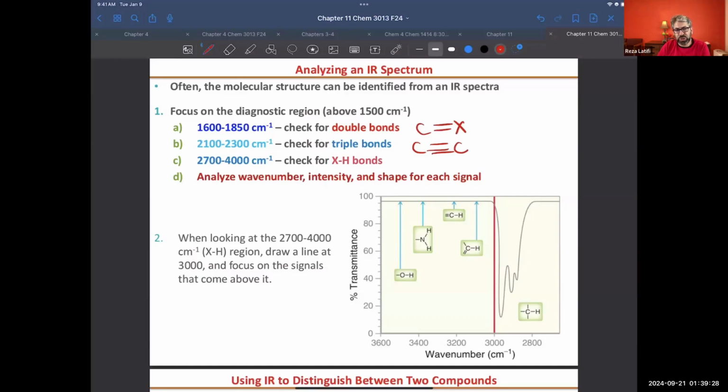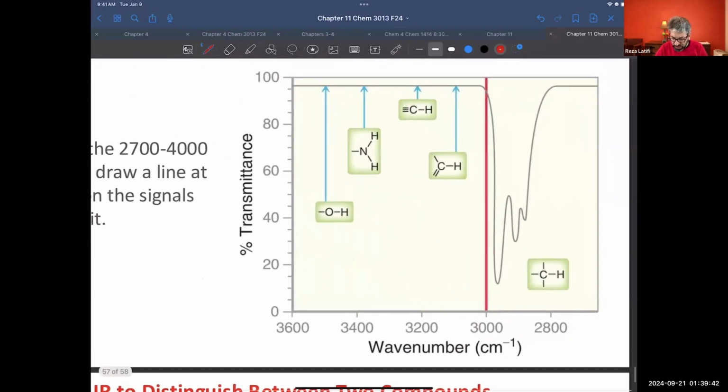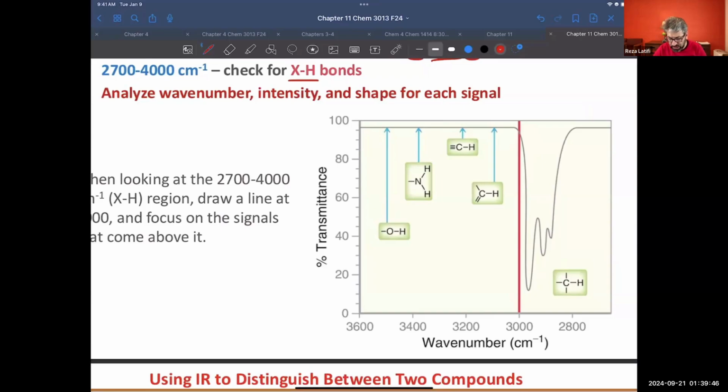And if you see a peak at 2700 or higher, then you have a hydrogen attached to X. Now it depends where exactly you see that peak. If it's around 2900, that represents CH with sp3 hybridization. If it's around 3100, that's going to be sp2 hybridization. If you go around 3200 or higher, between 3200 and 3300, that's going to be sp1 hybridization, because it's more electronegative. And okay, NH2 versus OH: the electronegativity of oxygen is higher than the electronegativity of nitrogen.